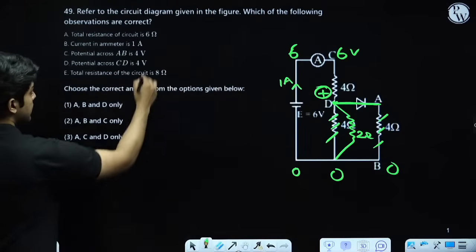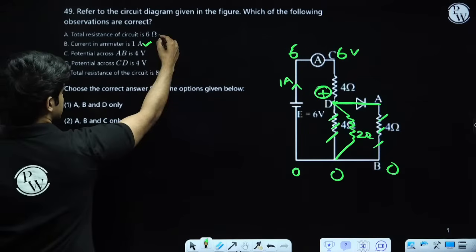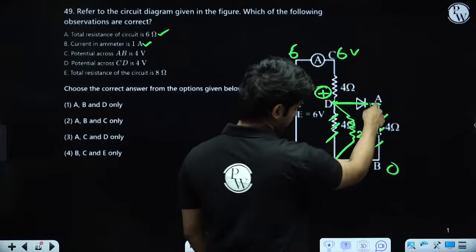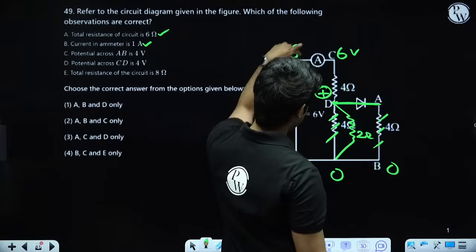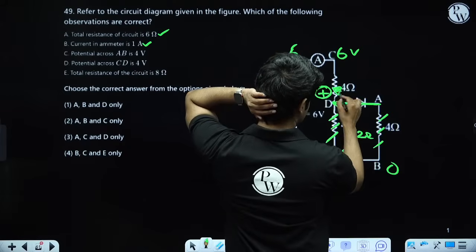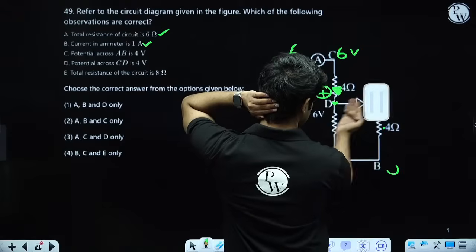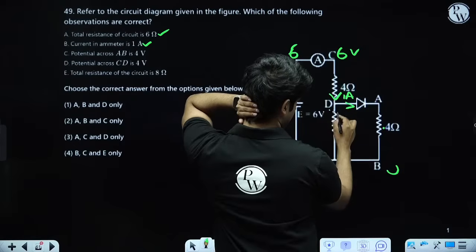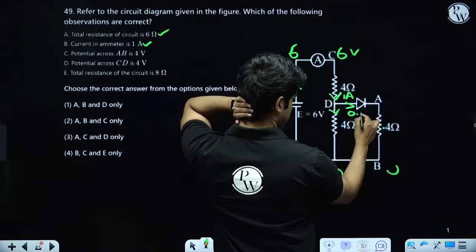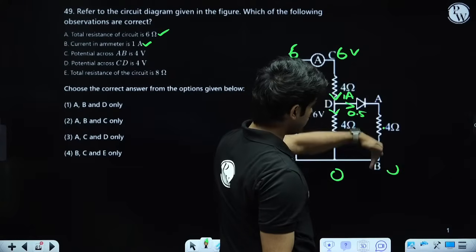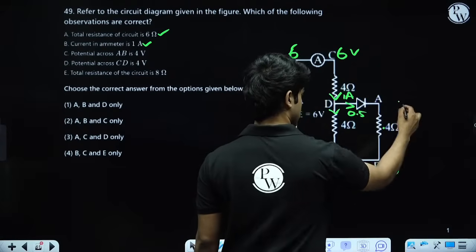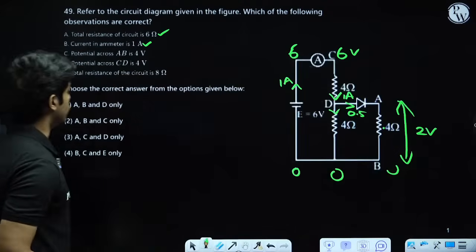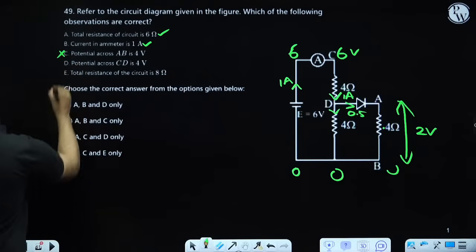So the current in ammeter is 1 ampere is correct. Total resistance of the circuit is 6 ohm is correct. Potential across AB. AB is this particular line. So 1 ampere current, when it reaches this junction, it splits into two parts, right? So when 1 ampere reaches this junction, it splits equally because these two resistances are equal. So this becomes 0.5. This 0.5 into 4, I into R, this means the voltage is 2 volt. The potential drop across this resistance is 2 volt. So potential across AB is 4 volt is wrong.